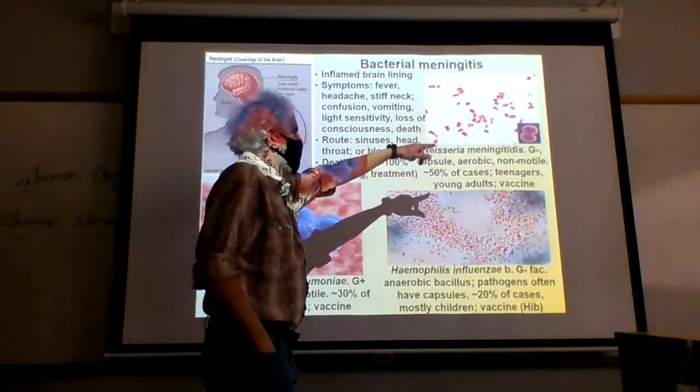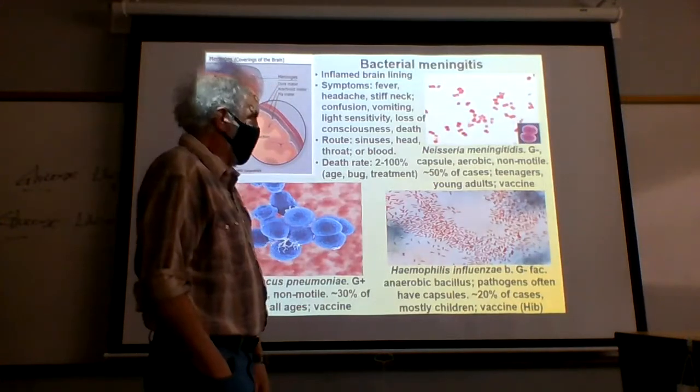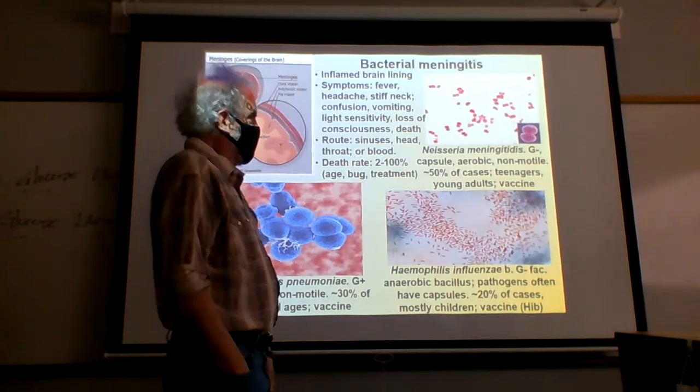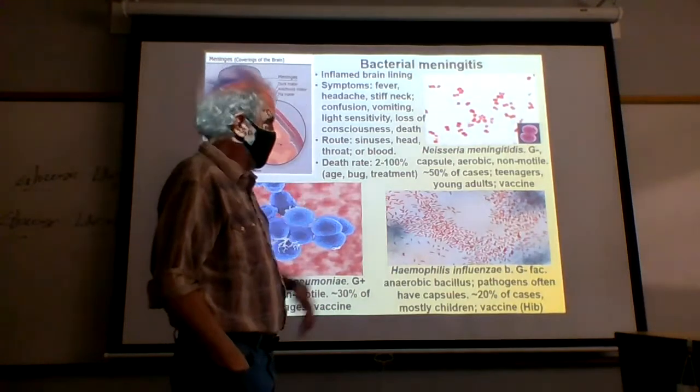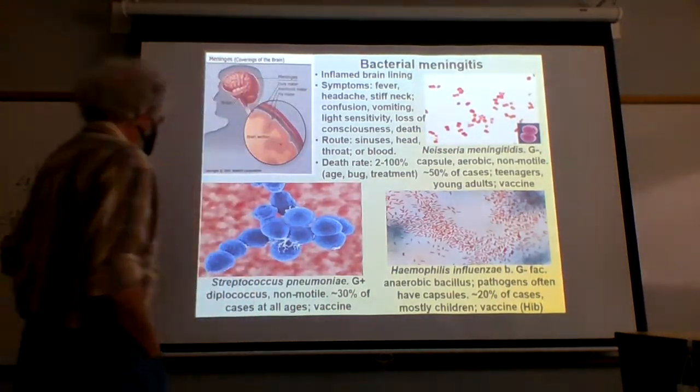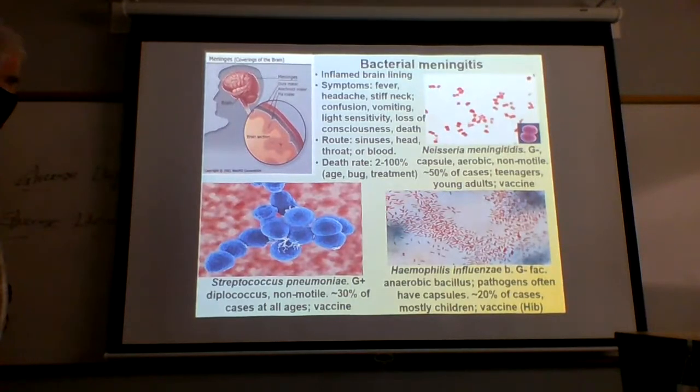So Neisseria is a gram-negative, aerobic, and not motile, but it can make its way around. Let's see, a couple of other guys that we wanted to mention as well.